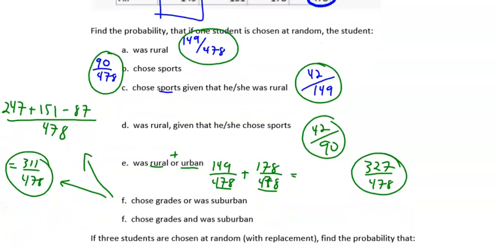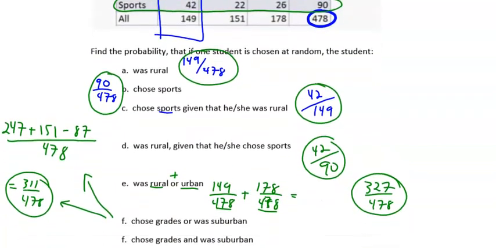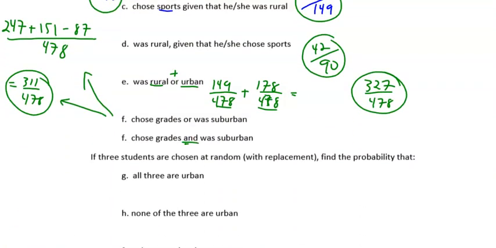Okay, now I gotta be careful with this next one. It chose grades and was suburban. So this "and" doesn't mean multiply. Sometimes "and" means multiply, but in this case it's just the intersection of two sets: the students who chose grades as most important, and the suburban students. That's actually these 87 students right here. So the answer is simply 87 out of 478.